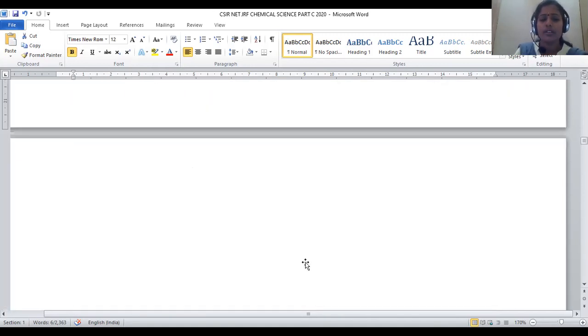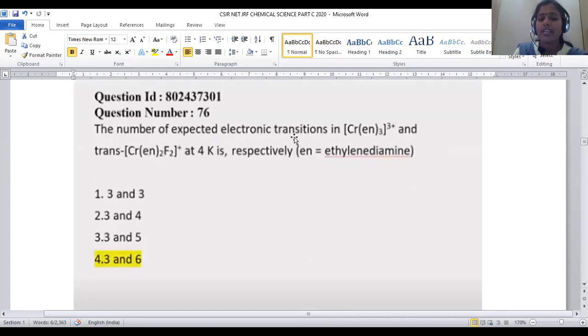Let us move on to question number 76. The number of expected electronic transitions for [Cr(en)3]3+ and trans-[Cr(en)2F2]+ at 4 Kelvin is, respectively. Initially given is a chromium octahedral complex having Cr(en)3. It is a chelating, bidentate ligand, hence there is a formation of 6 bonds in the octahedral. What we are doing is that one of the ethylene diamines can be replaced with 2 fluorines, because fluorine is monodentate and ethylene diamine is bidentate. So in order to remove one en, 2 fluorines are required here.